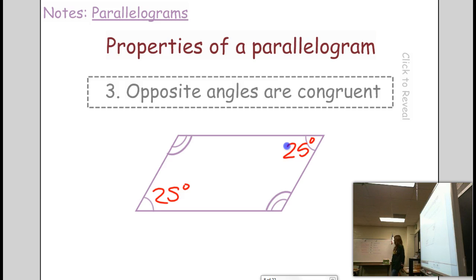What's the supplement of 25? 155. If that's 155, then what's that? 155. Whoa! You know one angle, you know all angles.